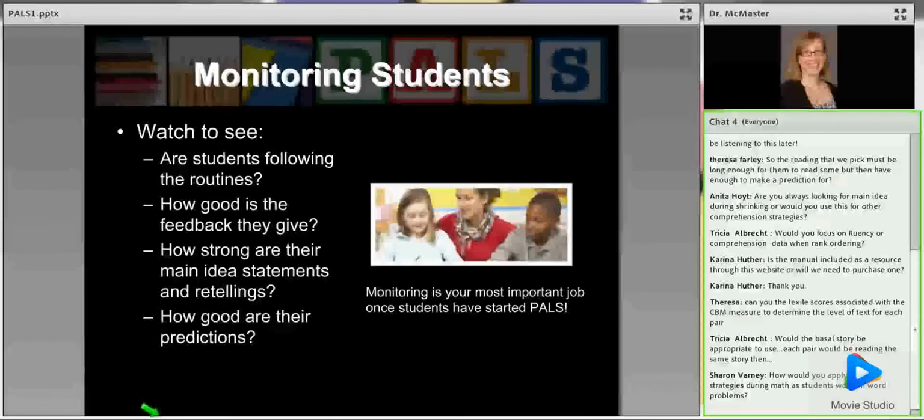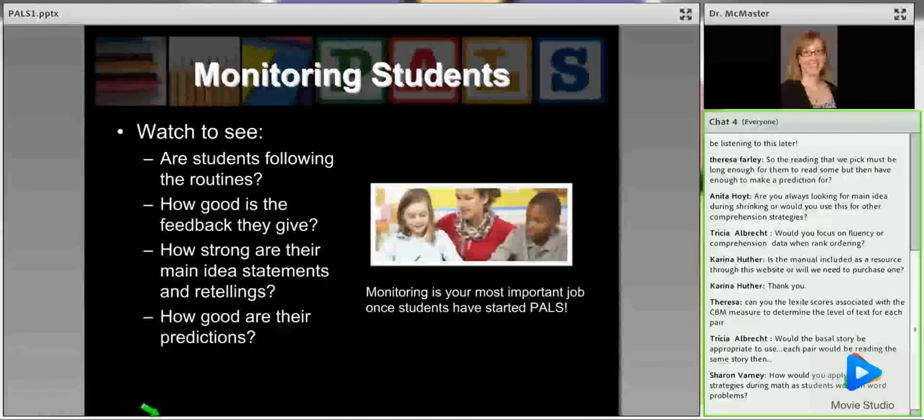Once you've trained your students, your main job, or whoever is the teacher in the classroom, is going to be monitoring. By monitoring, I just mean walking around the room and listening to students as they read. And really, this is a very important job. You don't want to be just reading the newspaper or grading papers. You're really still an active part of the process.